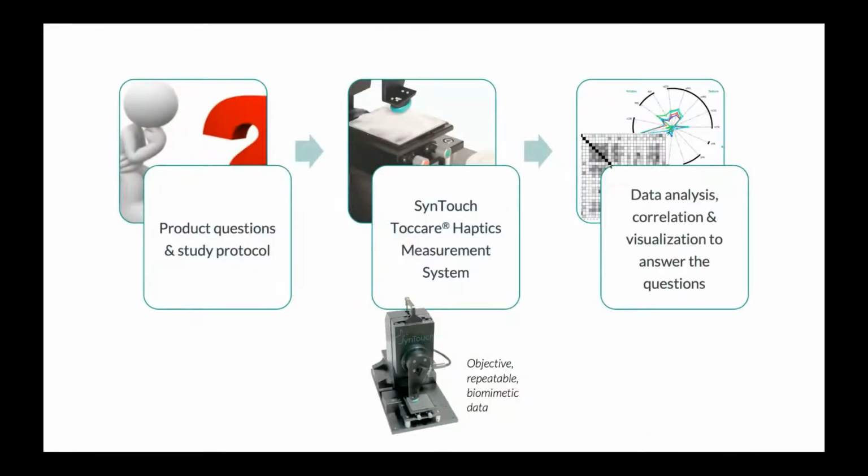So again, we've got our product question representing our little pondering man there in our first bubble, and we want to take that and start to progress it to fill in that framework that we talked about in those previous slides. We've got in the middle there our SynTouch Takare. You can see a picture of the instrument at the bottom of the screen. This is a haptics measurement device that SynTouch manufactures to collect objective haptic data on all sorts of materials today, specifically wipes.